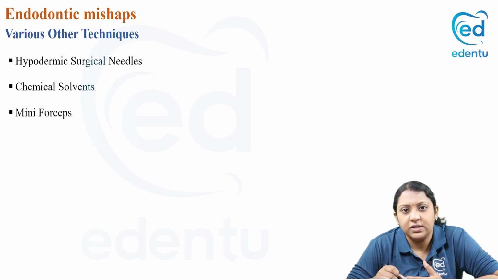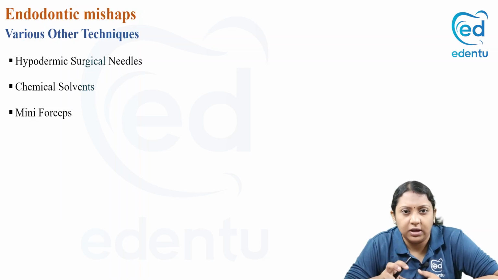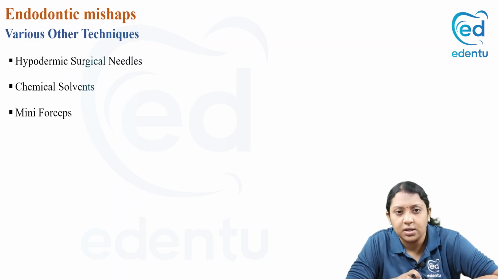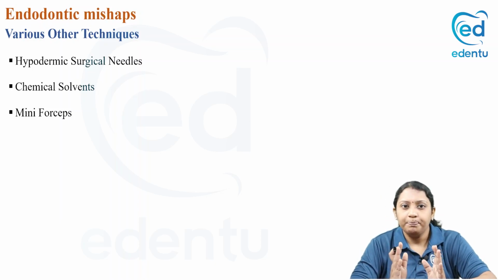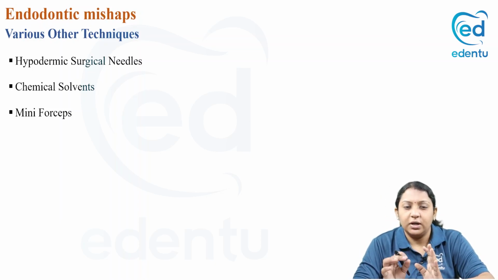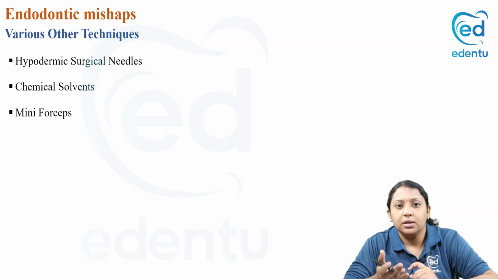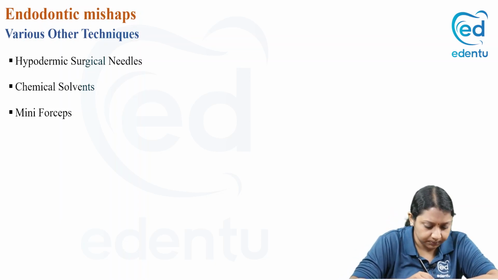Chemical solvents actually dissolve the metal, but they are not very commonly available. Mini forceps can be used only if the instrument is separated in the coronal third and is very loose. That means in an already wide distal canal, if a size 10 instrument has separated in the coronal aspect, it can be retrieved. That is the scenario where we use mini forceps for instrument retrieval.